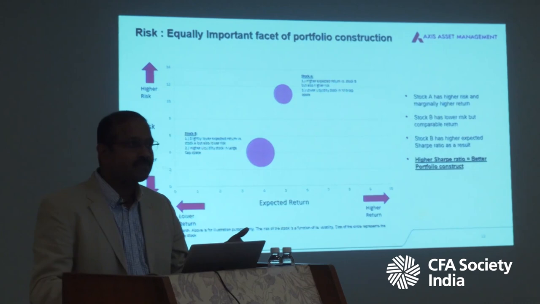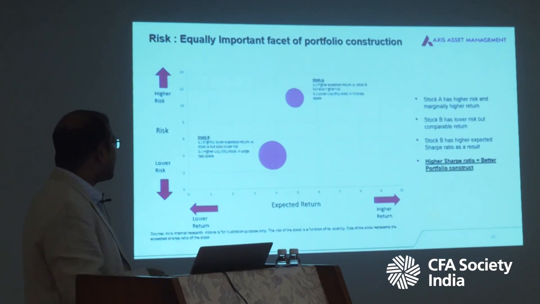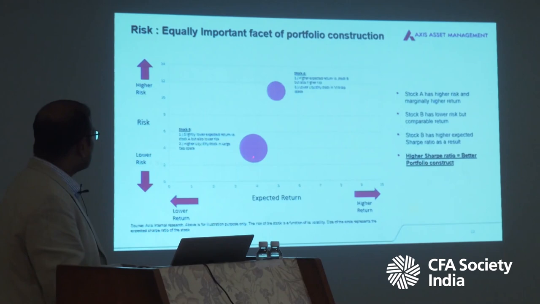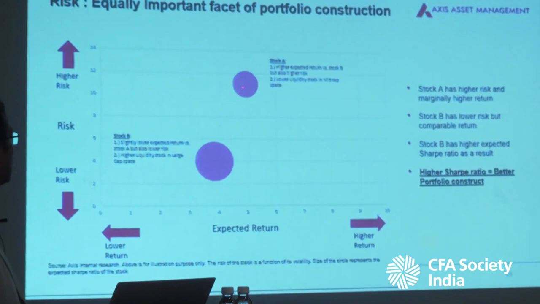Just to put things in context, let's say you have an alpha signal, however you want to define it, and let's say it's growth, for instance. And let's say there are two stocks here with similar growth return expectations, very close. But you can see the risk on stock B is much higher than the risk on stock A. So what that means is that the expected Sharpe ratio on A is much higher than the expected Sharpe ratio on B, which is indicated by the size of the circle here.